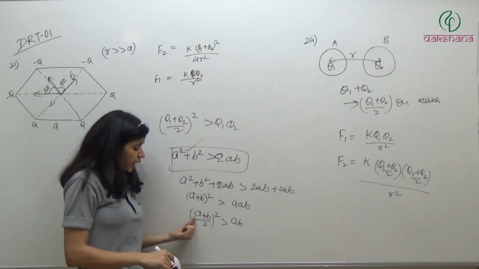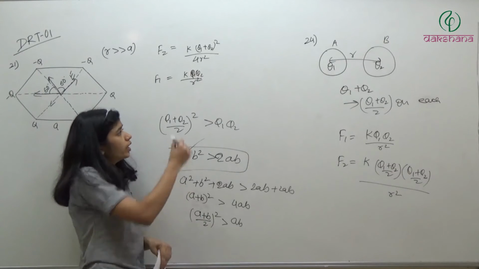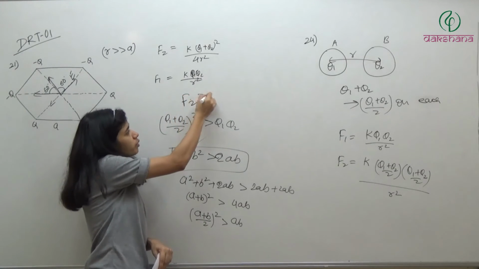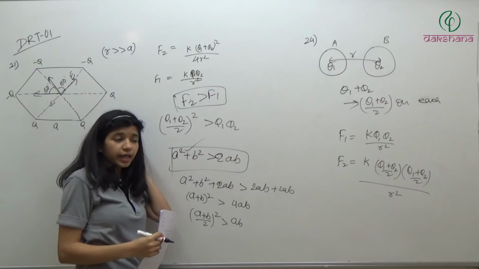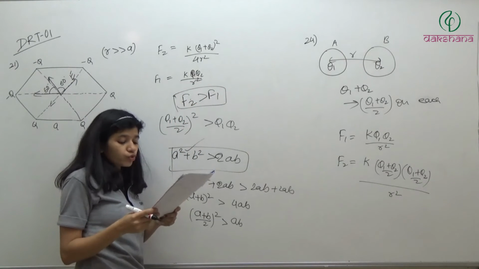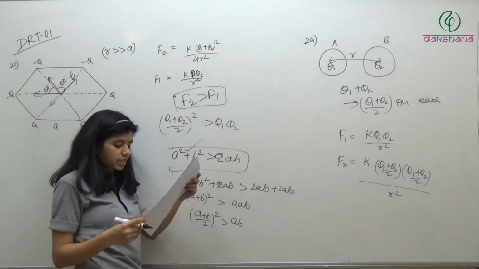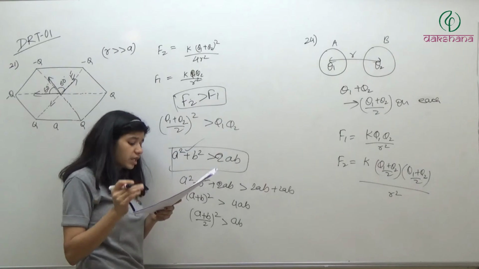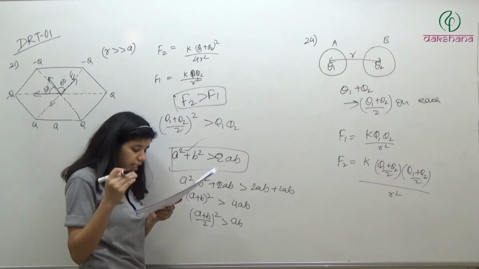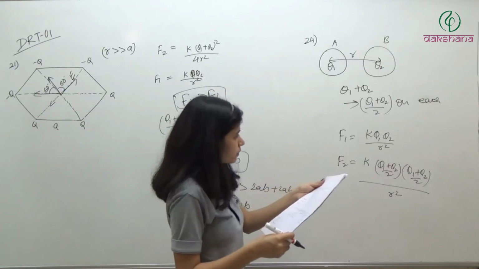So what will happen? (A plus b), or ((q1 plus q2) by 2) whole square is greater than q1 q2. That's why F2 will be greater than F1. So the second charge is now (q1 plus q2) by 2. So force in the second case will be greater than force in the first case, or the force between them is greater than before the balls touched. So the answer will be the second option.